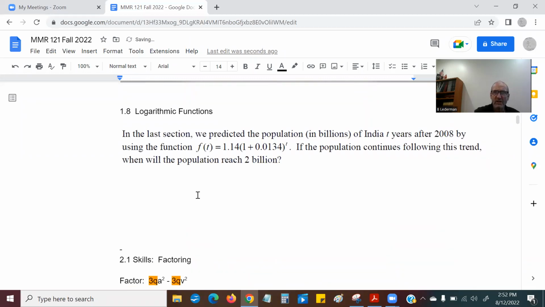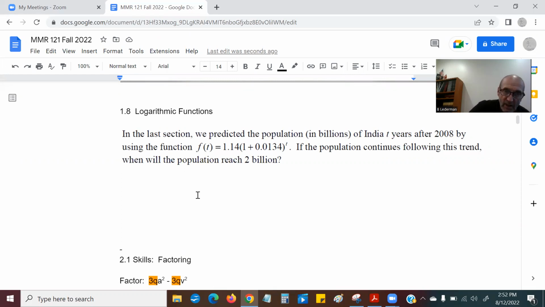In the last section, we predicted the population in billions of India, t years after 2008, by using the function f of t equals 1.14 times 1.0134 to the t power. Now, if the population continues following this trend, when will the population reach 2 billion? You see, we asked it differently.